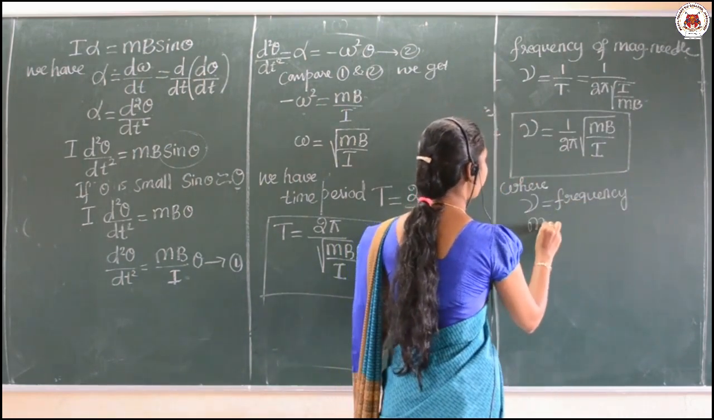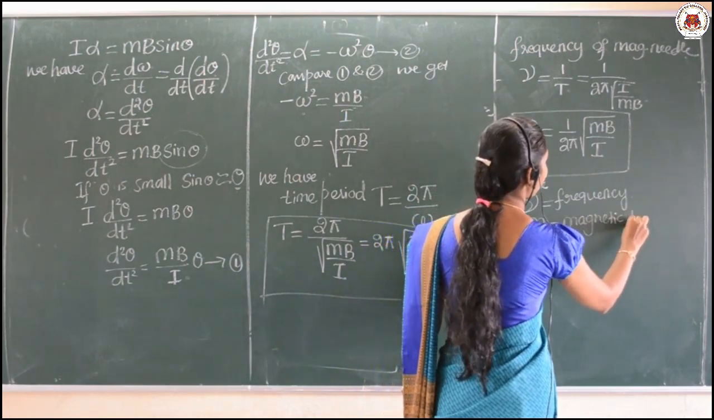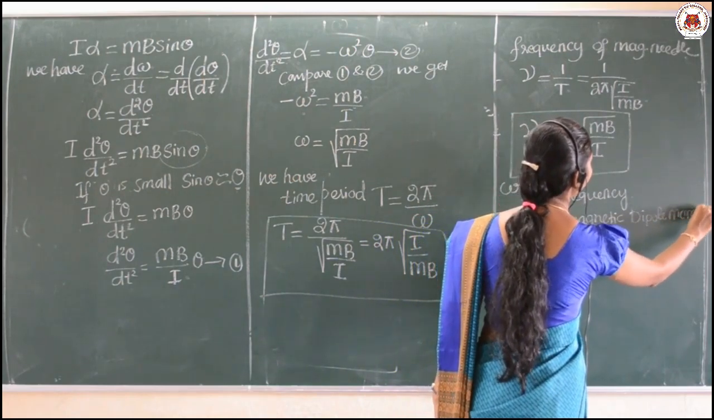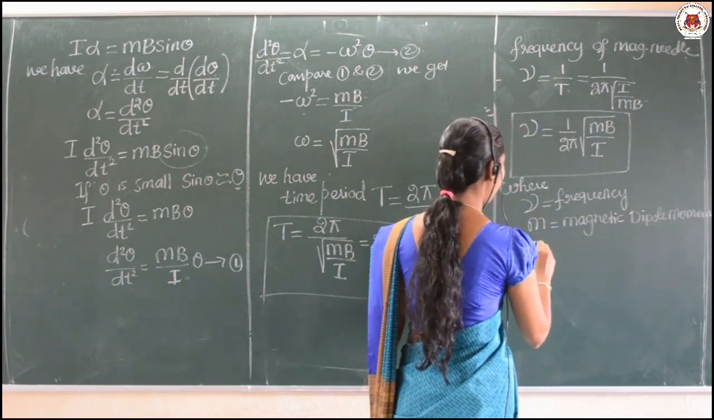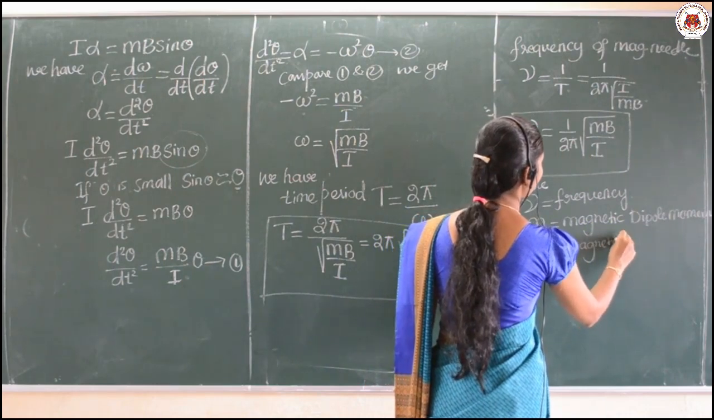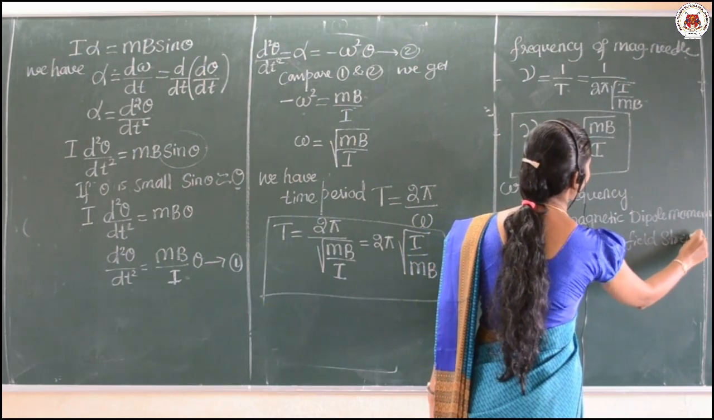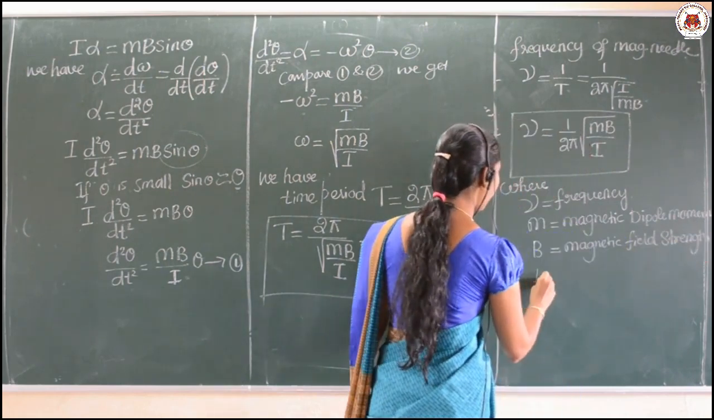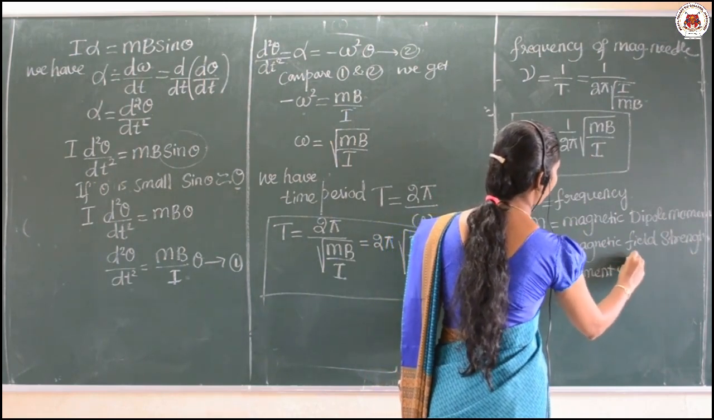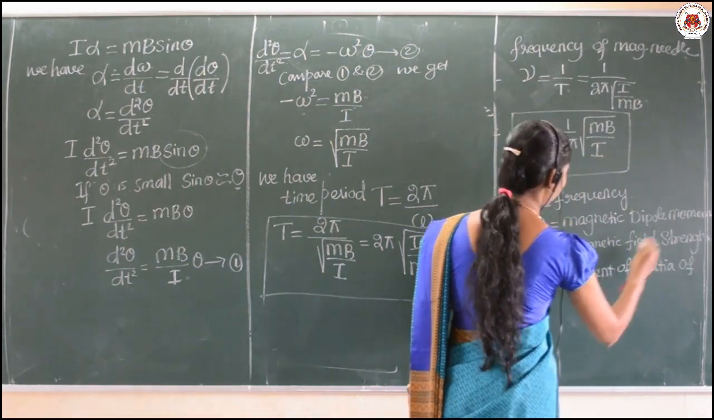and M is the magnetic dipole moment, and B is the magnetic field strength, and I is the moment of inertia of the magnetic needle.